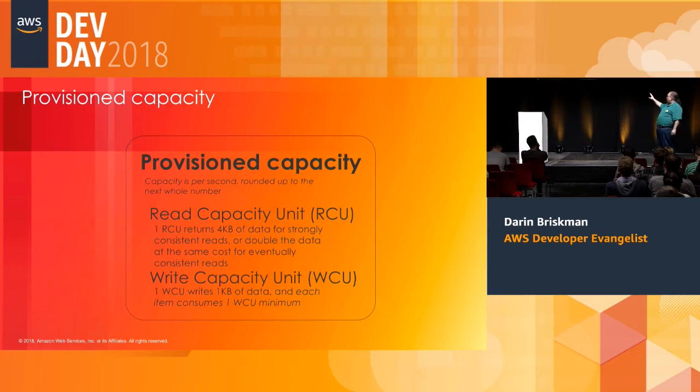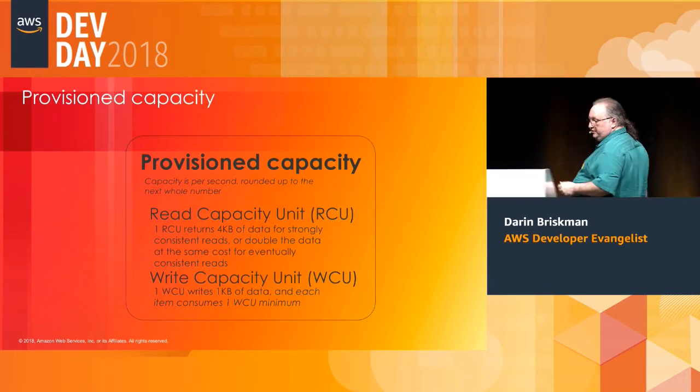Write works the same way, except write is per 1 kilobyte. So if I write a 1 kilobyte object, it's 1. If I write a 10 kilobyte object, it's 10. If I write a 1 byte object, it's 1.